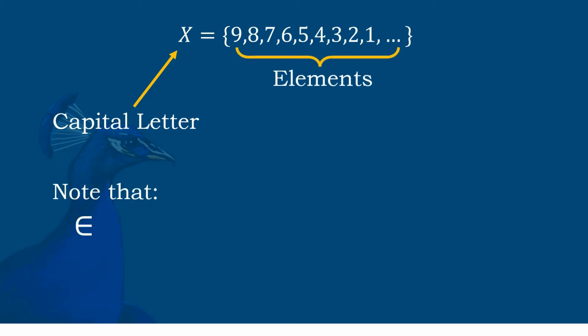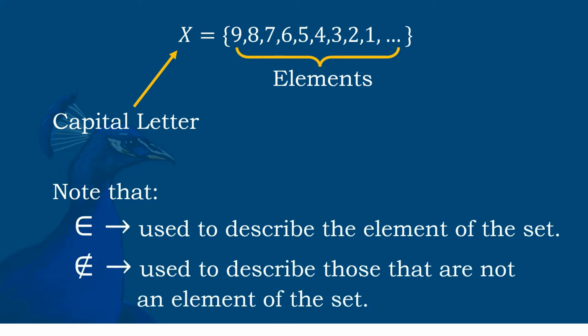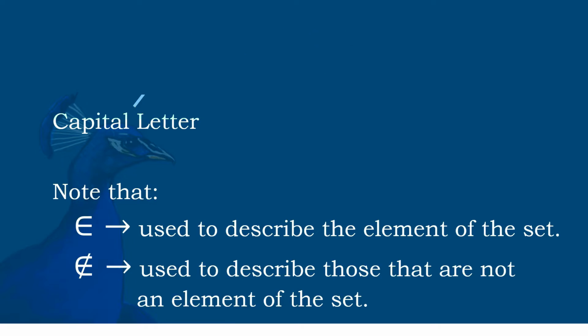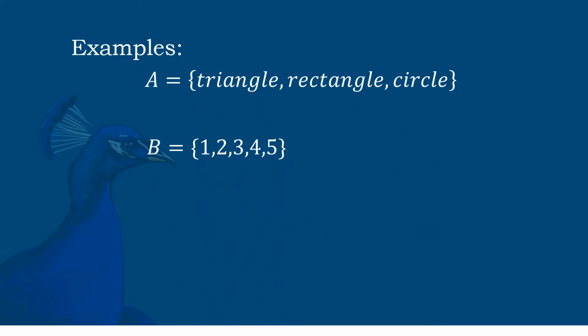This symbol is used to describe the element of the set, while this symbol connotes those that are not an element of the set. Let us take these following sets. The elements in set A are triangle, rectangle, and circle, while the elements in set B are 1, 2, 3, 4, and 5. Hence, we can also conclude the following.